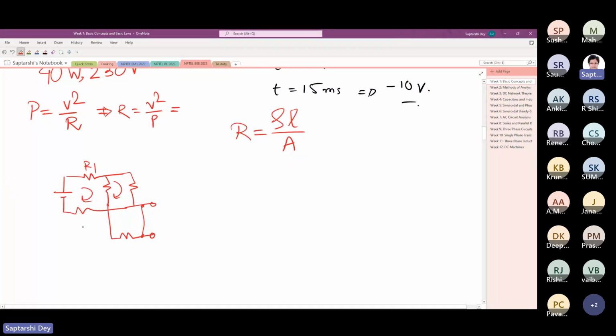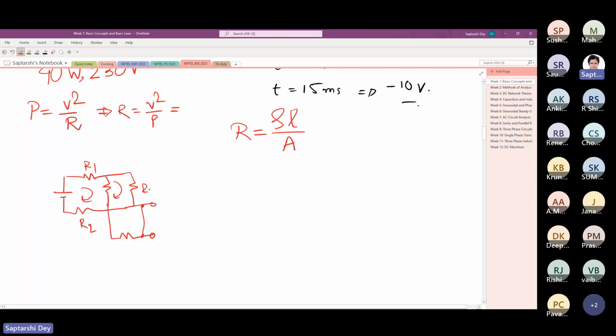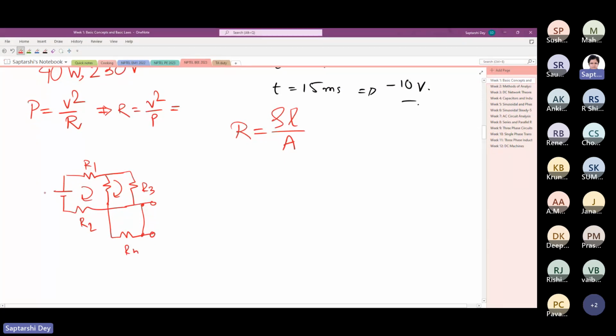Suppose these resistances are R1, R2, R3, R4, and this is V, and I have short circuited these two terminals. Can you tell me in this condition what will be the current through R4, in terms of V or R1, R2, R3, R4?